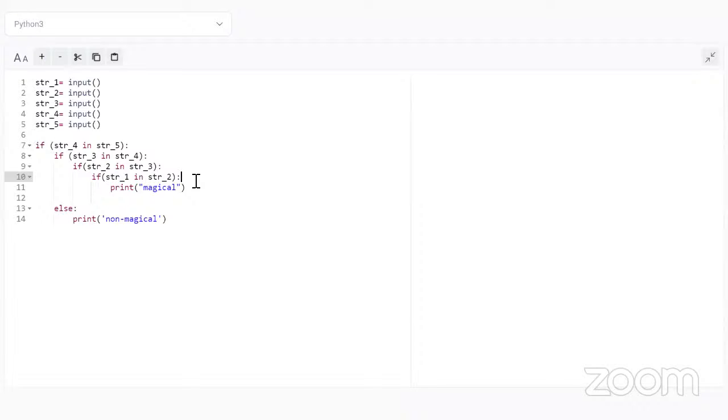Could you go a little slower, because I didn't get it. Line number 8, I wrote. So let me put it this way. For every if, there should be an else statement, and in the else statement, it should print non-magical. Then your code will work.